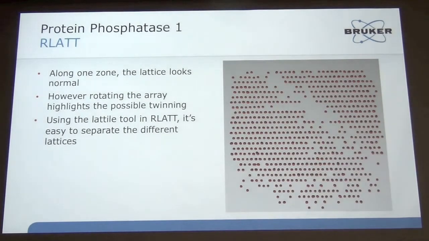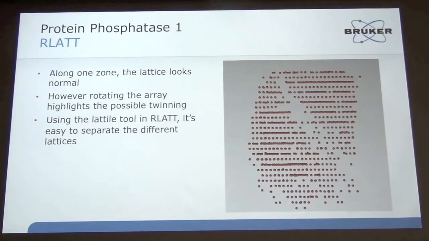So going in RLATT and looking in one direction, we see a zone, and everything looks fine. The spots look well separated, the lattices look great. Turn it 90 degrees, and you start to see something strange. You see that every other row, you have a single layer of spots. And then the other row, you have two spots that are very close together. And this is what we saw in the introduction, it's a partial merohedral twin.